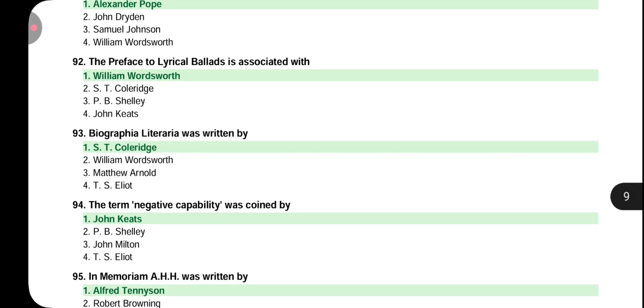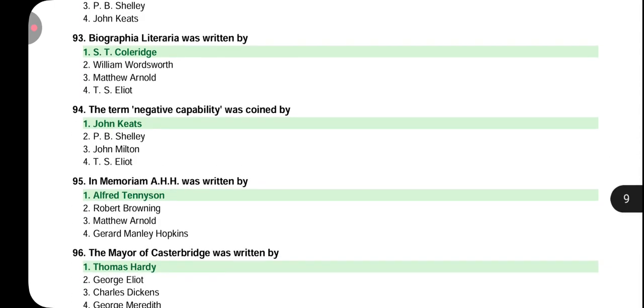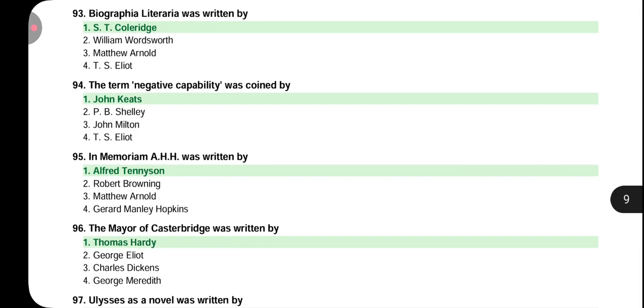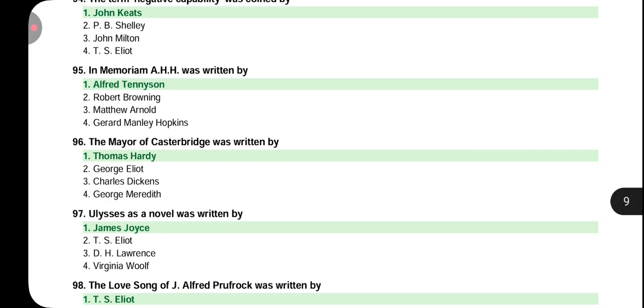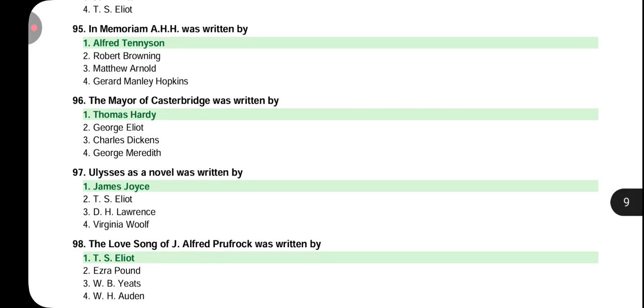92. The Preface to Lyrical Ballads is associated with William Wordsworth. 93. Biographia Literaria was written by S.T. Coleridge. 94. The term negative capability was coined by John Keats. 95. In Memoriam A.H.H. was written by Alfred Tennyson. 96. The Mayor of Casterbridge was written by Thomas Hardy.